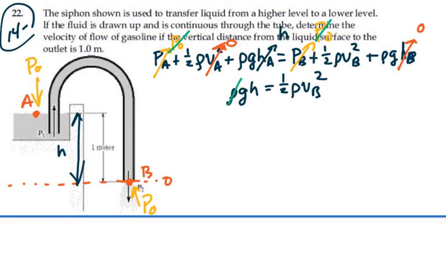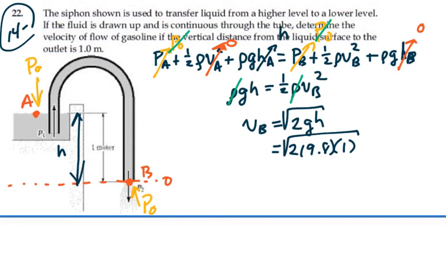The density of the gasoline is going to cancel out on both sides, and now we're left with the velocity of B is the square root of 2gh by Bernoulli's equation, by conservation of energy. In this case, that'll be the square root of 2 times 9.8 times 1 meter, and that's equal to 4.43 meters per second.